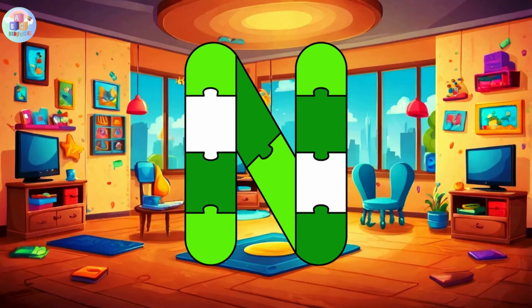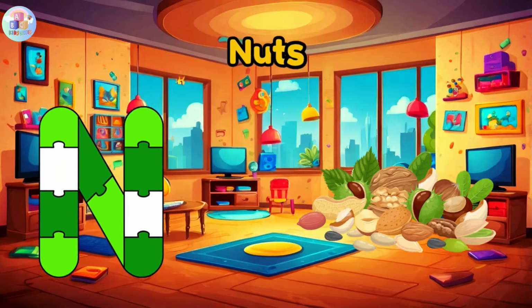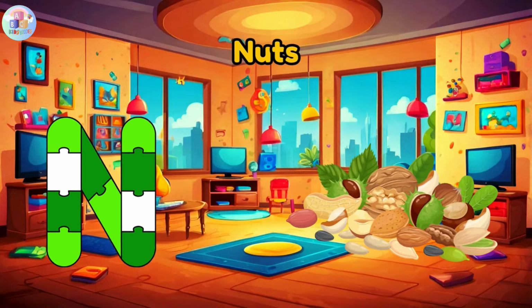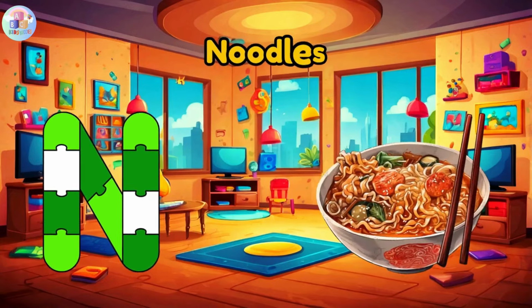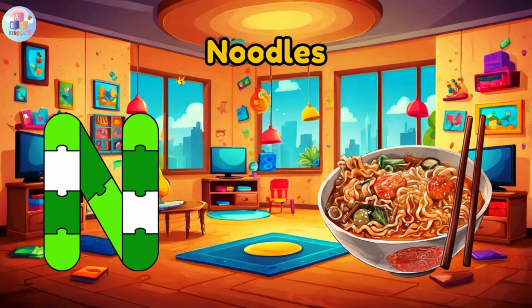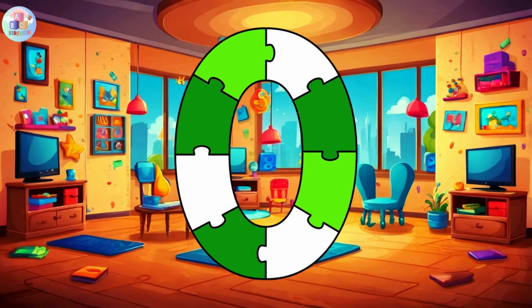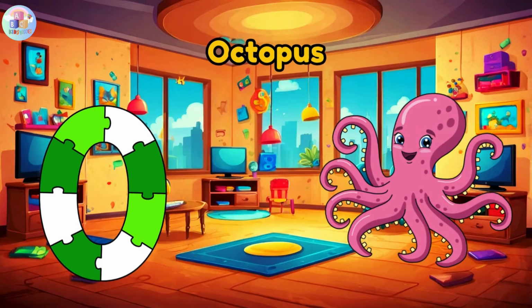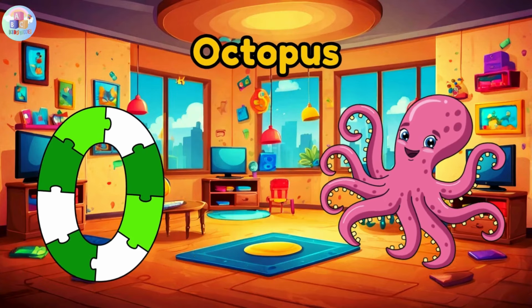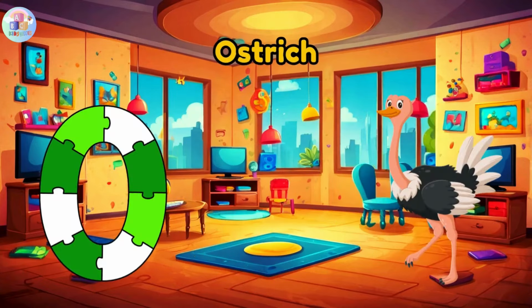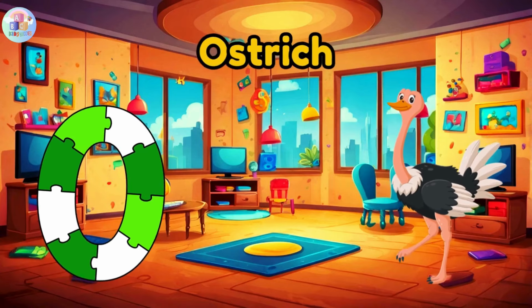This is the letter N. N is for nuts. N, N, nuts. N is for noodles. N, N, N. O. This is the letter O. O is for octopus. O, O, octopus. O is for ostrich. O, O, O.